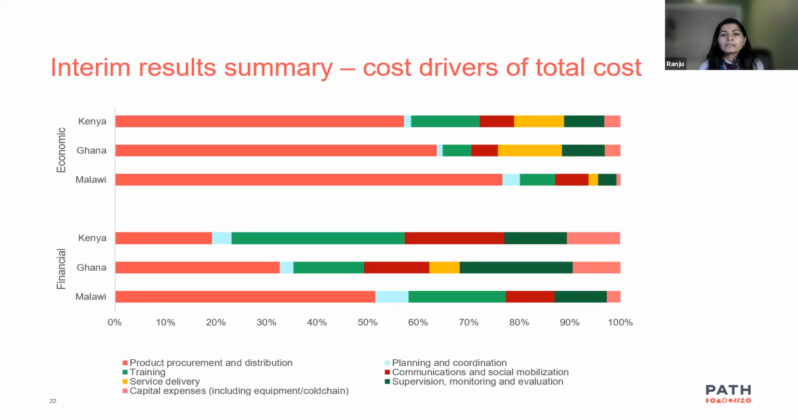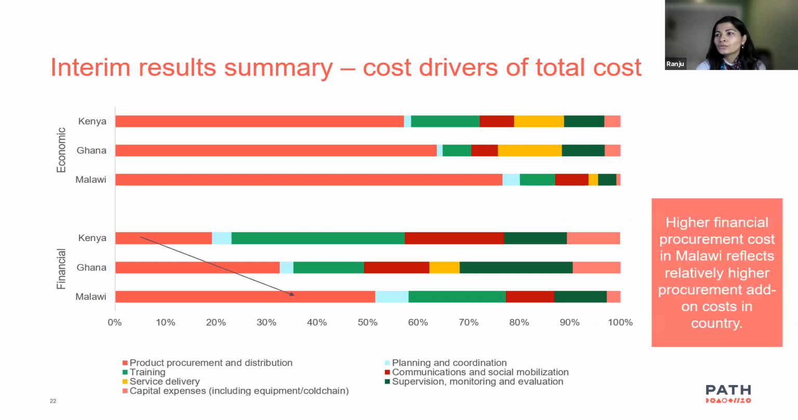In this slide, again, it is showing the same kind of information, but looking at more detailed cost components. And here we're seeing the drivers of the total cost. Here, this red bar is, again, the product procurement cost. And again, telling the same story: when you see the financial cost, excluding the vaccine but including the procurement add-on percentage, you see the procurement cost constitutes a large proportion of the total cost in case of Malawi and significantly less as a percentage of the total cost for the other 2 countries.